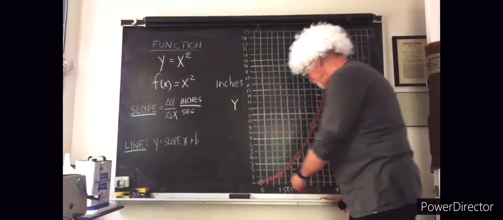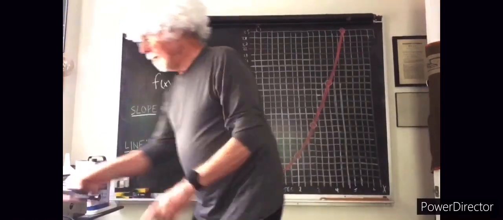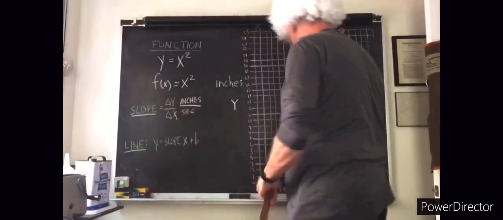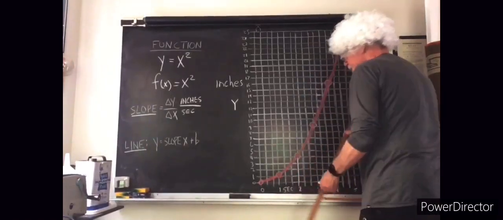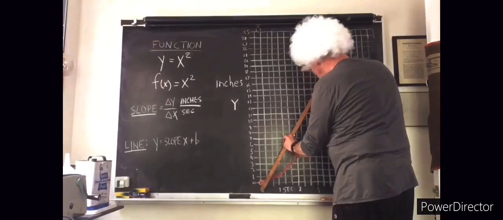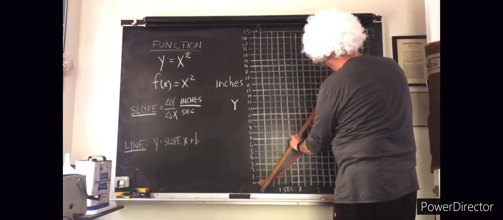Okay, now let's figure out how we can apply the equation of a line on this curve. So let's take a straight line between these 2 points. We'll do these two.